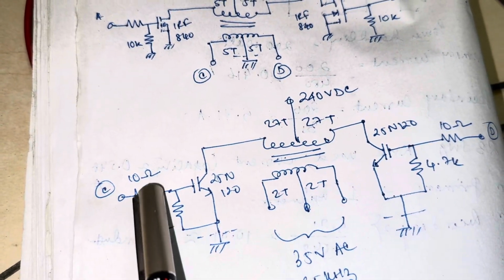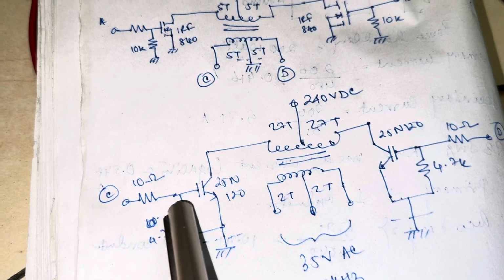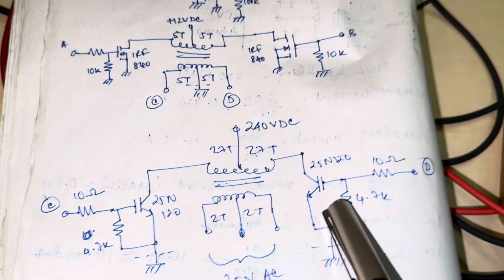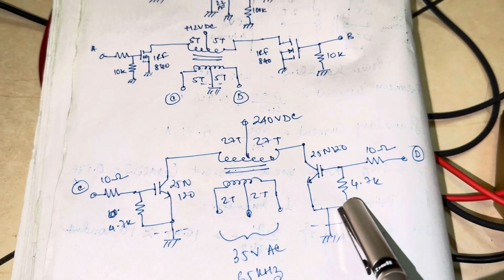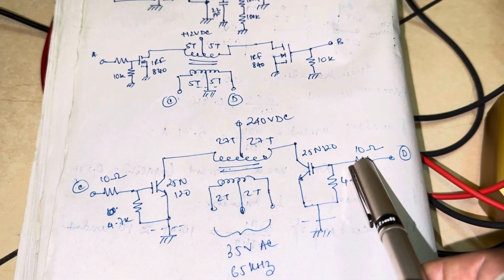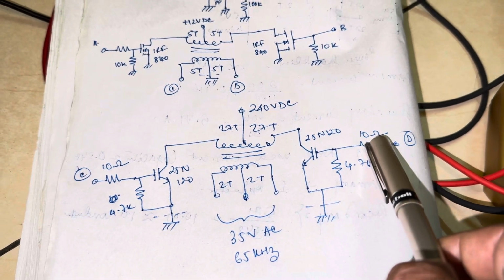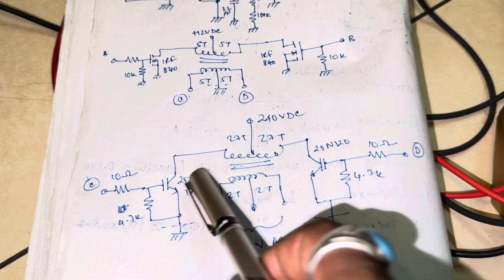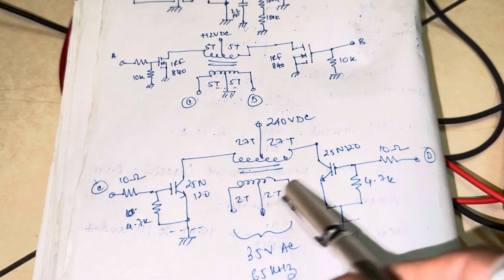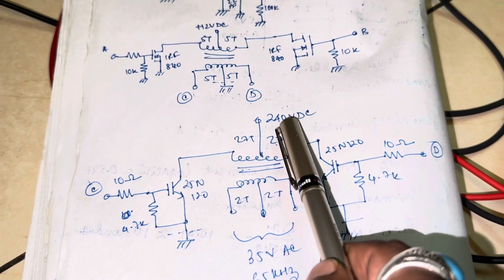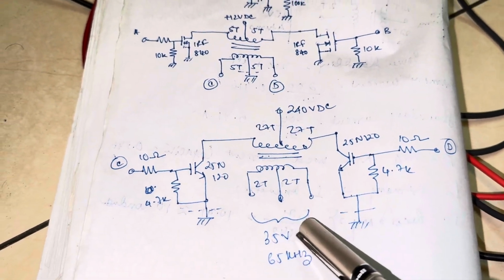So you can see here the output of this pulse transformer is fed to this IGBT with the help of this current limiting resistance of 10 ohms. And here there is a pull down resistance of 4.7k. And here also the same pull down resistance of 4.7k is there. And here also a current limiting resistance of 10 ohms is there. So these are the two power IGBTs, 25 and 120, and this is the final transformer. The input to the transformer is 240 volts DC and the output is 35 volts AC.